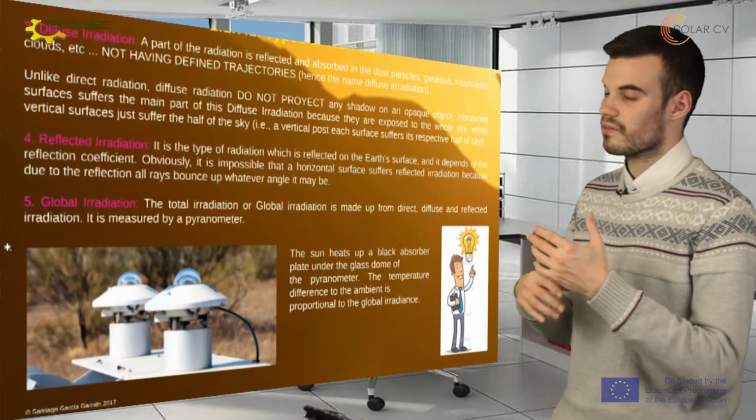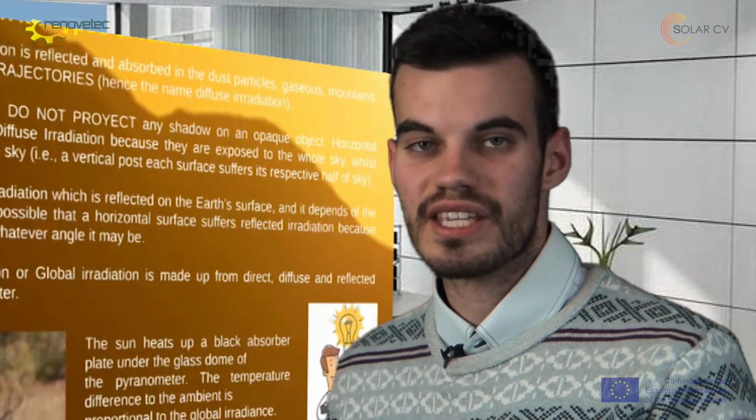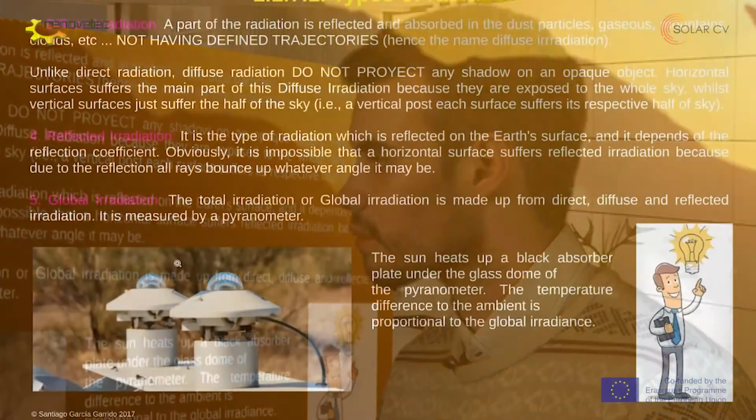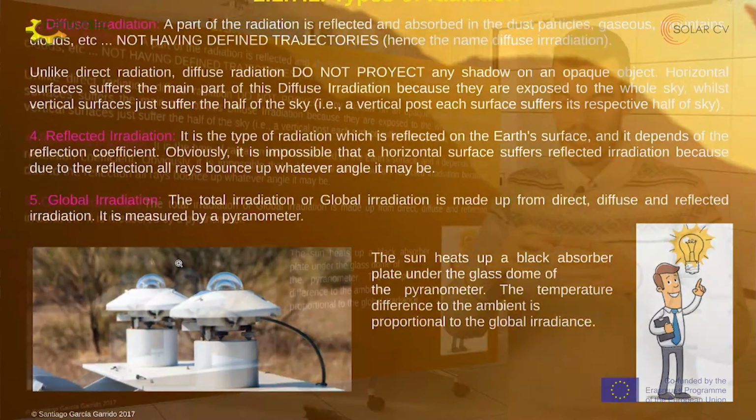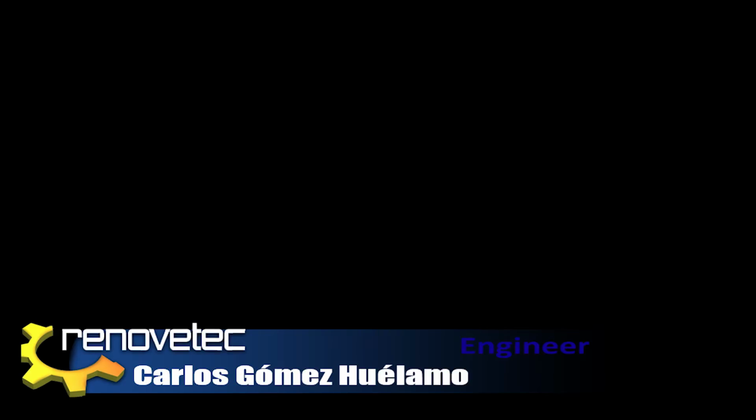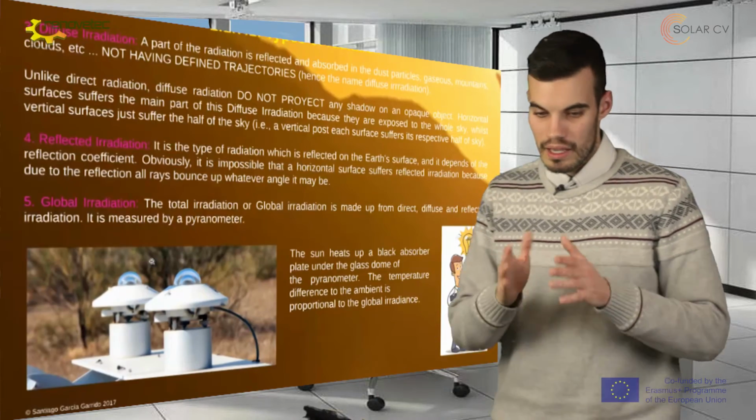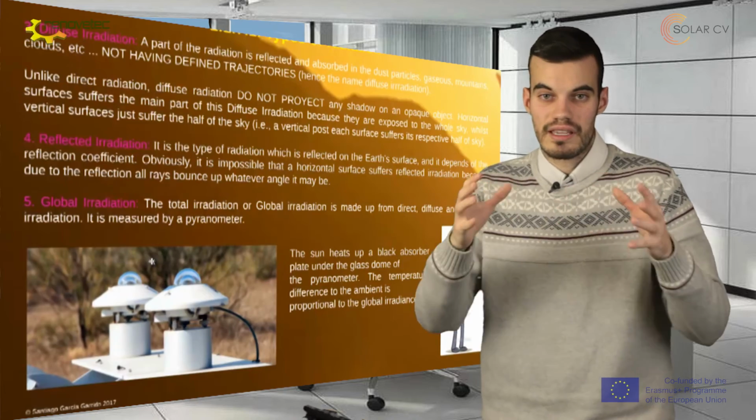On the other hand, we have other irradiation concepts like diffuse irradiation. Diffuse irradiation is another important concept because it's the part of the radiation that is reflected and absorbed by dust particles, gases, mountains, etc. And it doesn't have any defined trajectory. We can have the diffuse irradiation in whatever direction. Now we have reflected irradiation, and any material in space is going to have a reflection coefficient.